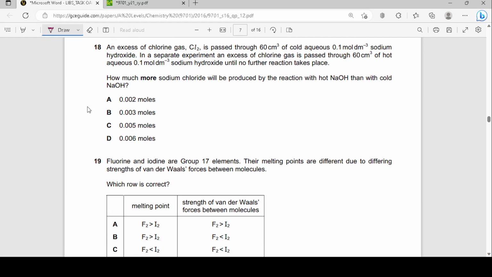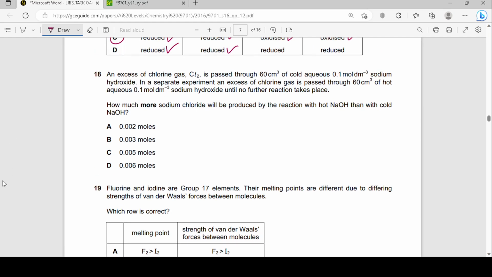And question number 18. An excess of chlorine gas, Cl2, is passed through 60 cubic centimeters of cold aqueous 0.1 moles per cubic decimeter sodium hydroxide. In a separate experiment, an excess of chlorine gas is passed through 60 cubic centimeters of hot aqueous 0.1 moles per dm cube sodium hydroxide until no further reaction takes place. How much more sodium chloride will be produced for the reaction with hot NaOH than with cold NaOH?